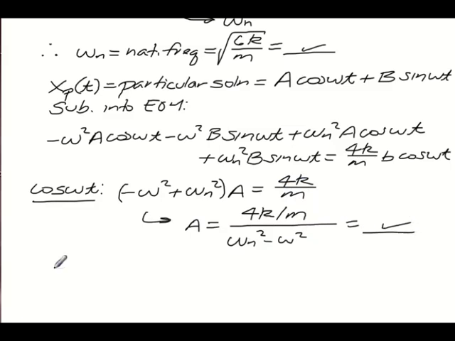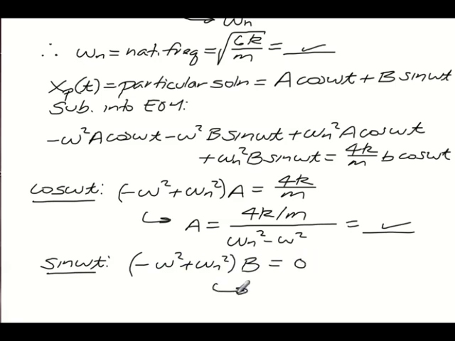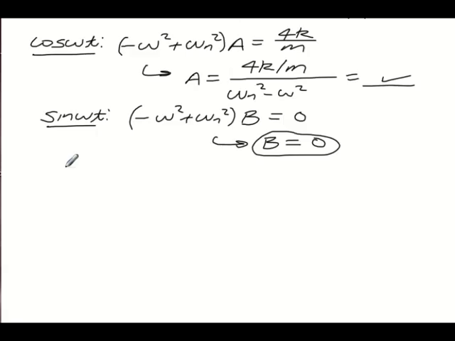We've got A. The coefficients in front of sine: on the left hand side we have minus omega squared plus omega n squared times B. Right hand side there is no sine. So from this we see that for all values of omega we're going to have B equal to 0. The result, once we have the numerical value for A, you can say then the x_p is that numerical value for A times cosine omega t.